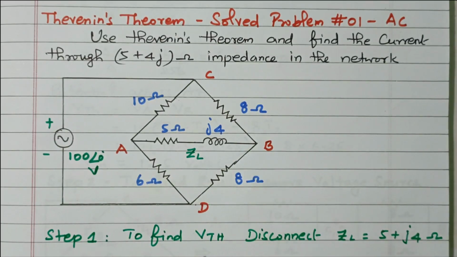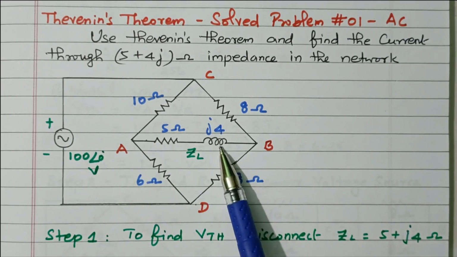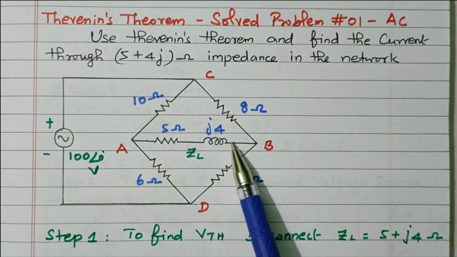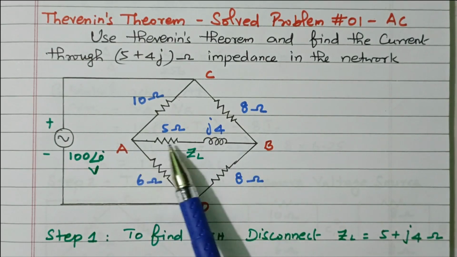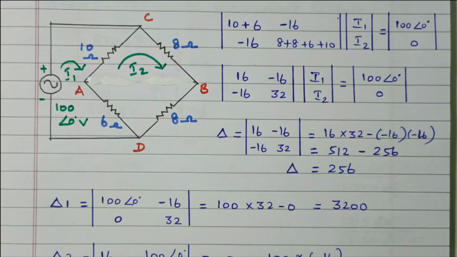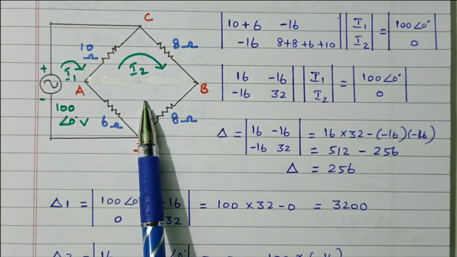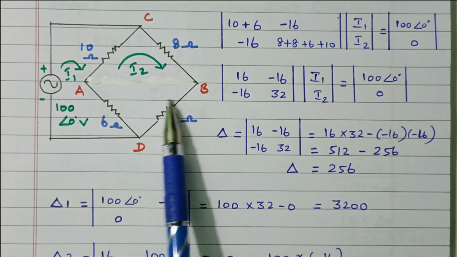So first we will find the V Thevenin. For V Thevenin, we need to disconnect this load impedance 5 plus j4. We need to remove this because V Thevenin is an open circuit voltage. The load terminals are open circuited and the voltage across AB is nothing but V Thevenin. So in order to find the V Thevenin, we need to disconnect the load impedance 5 plus j4. After removing, we will see what the circuit diagram is. So this load terminal is now open circuited. Our aim is to find the voltage across AB.